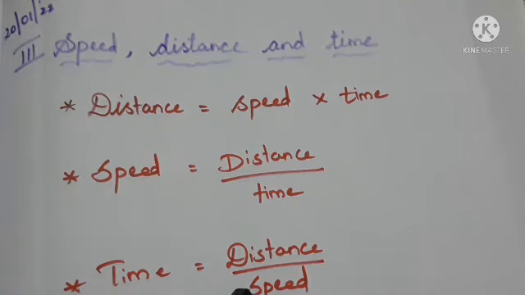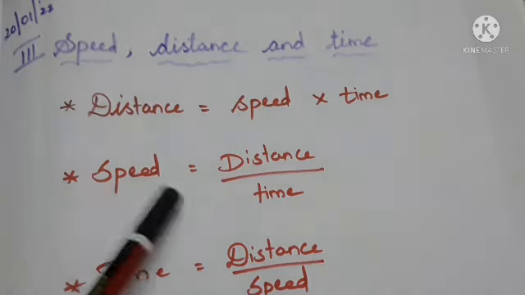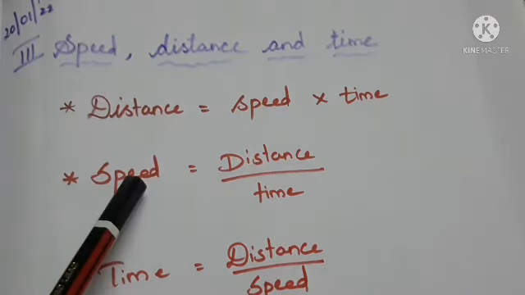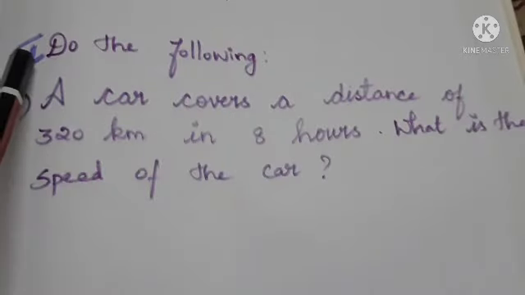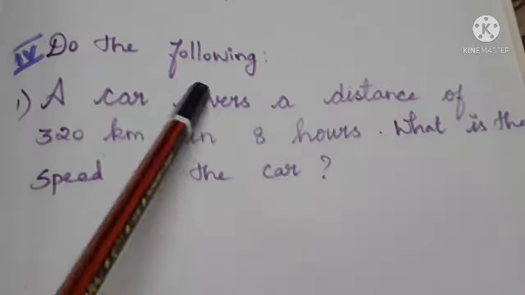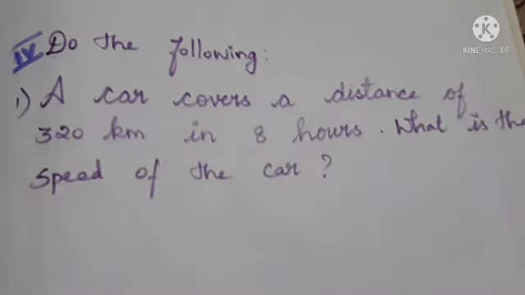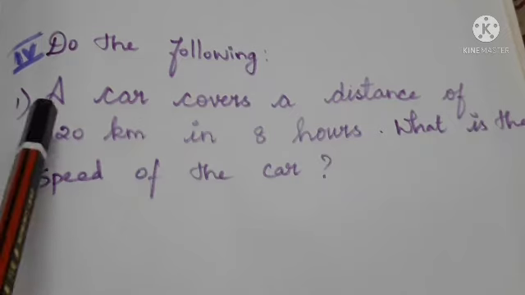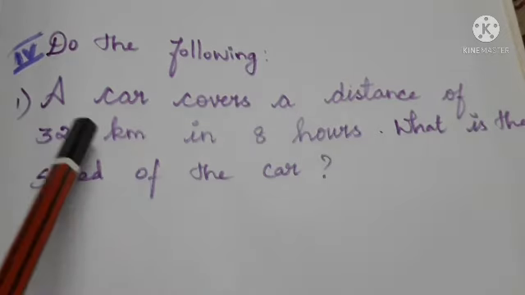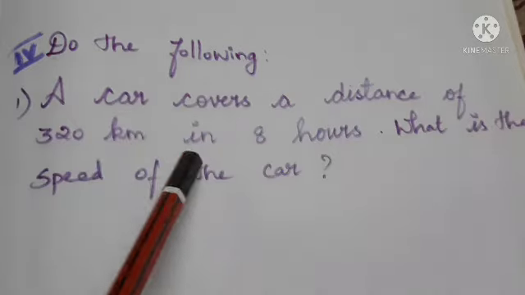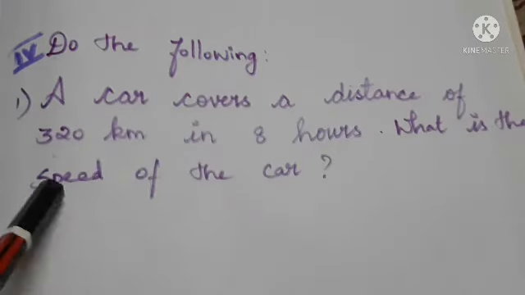Okay, are you able to follow these three formulas? By using these three formulas we are going to do some word problems. Children, look here, Roman number 4, do the following. The first question we are going to do: a car covers a distance of 320 kilometers in 8 hours. What is the speed of the car?